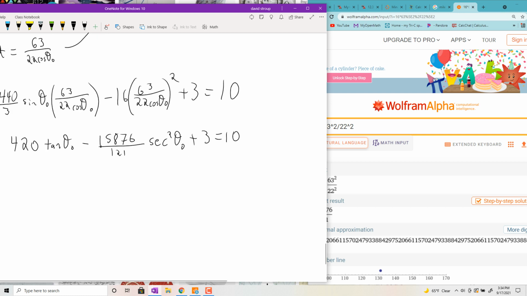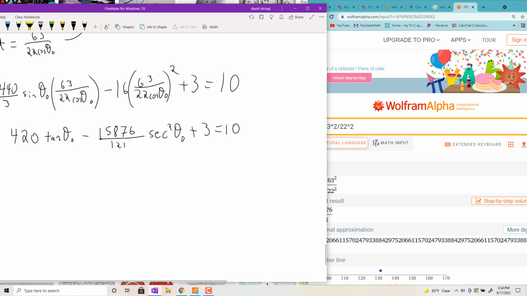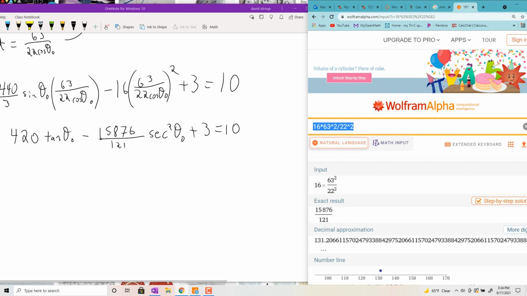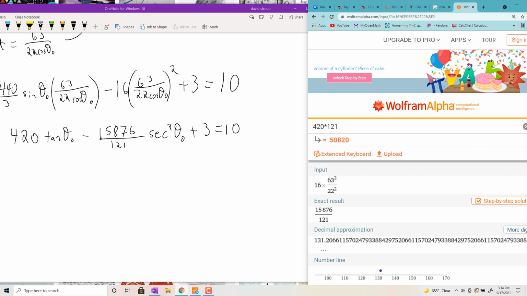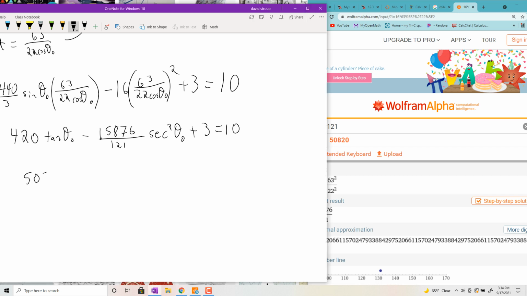Right, so I'm going to get rid of the 121 first off. You might as well move the 3 over, but I'm going to multiply everything by 121. Okay, so 420 times 121 is 50820 tan of theta sub 0 minus 15876. Then I'm going to convert secant squared into 1 minus tan squared of theta sub 0, and that will equal 7.